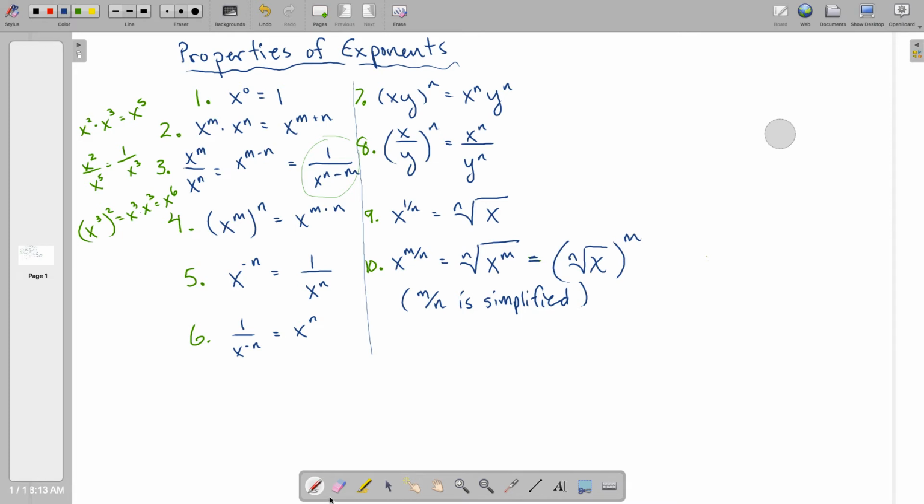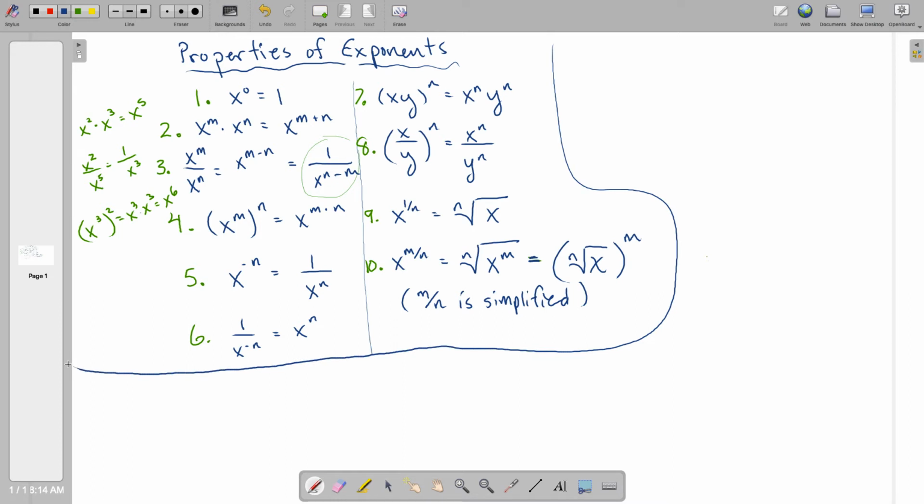So let's do a couple of examples here. All right, so what we're going to do first is we're going to simplify this. I'm going to simplify 3x cubed y to the negative 5 z to the negative 2 divided by x y to the negative 2, and we're going to raise all that to the 3rd power.